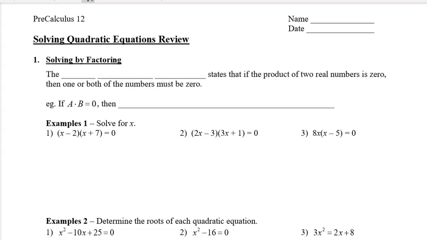In this video, I'm going to review with you how to solve a quadratic equation. Now, for quadratic equations, there are two main methods for solving. The first one we're going to take a look at is solving by factoring. So in order to solve by factoring, we're going to use something called the zero product property.